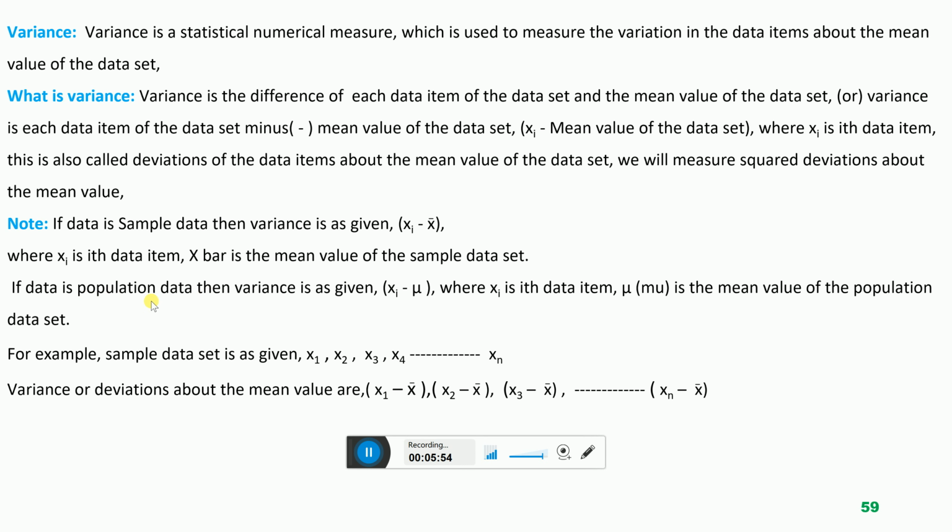And again, if the data is population, then this is the variance formulation, xi minus mu, where xi is each data item and mu is the average value of the population. Let me clarify the concept of variance by putting one general example.